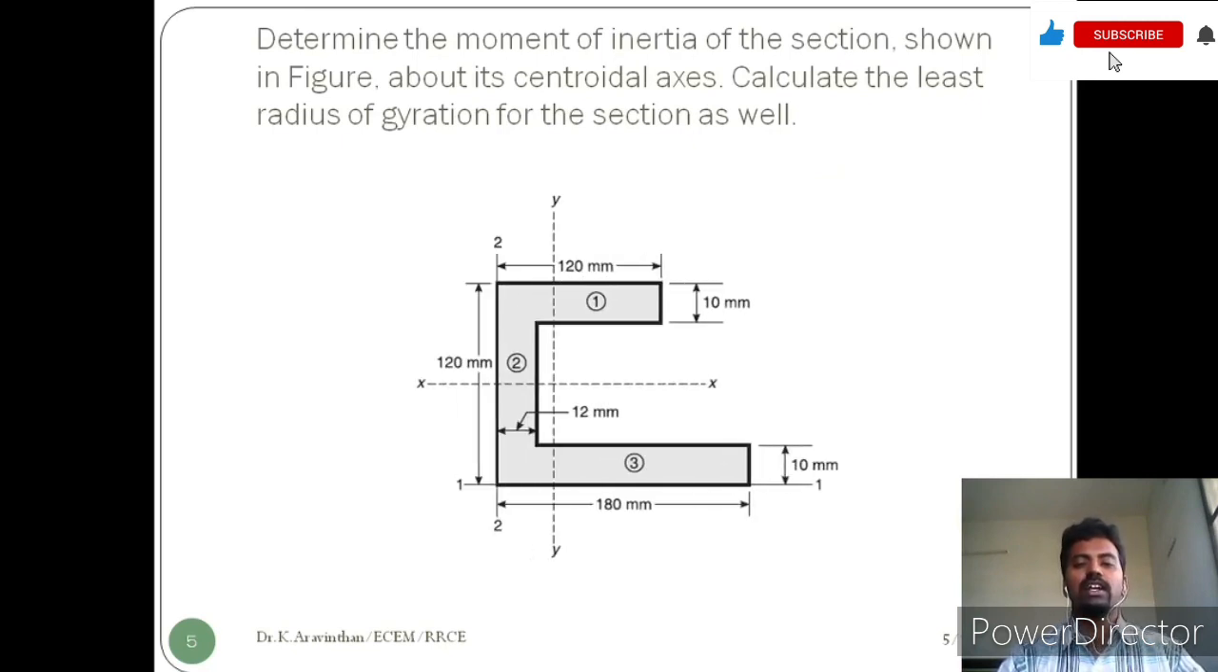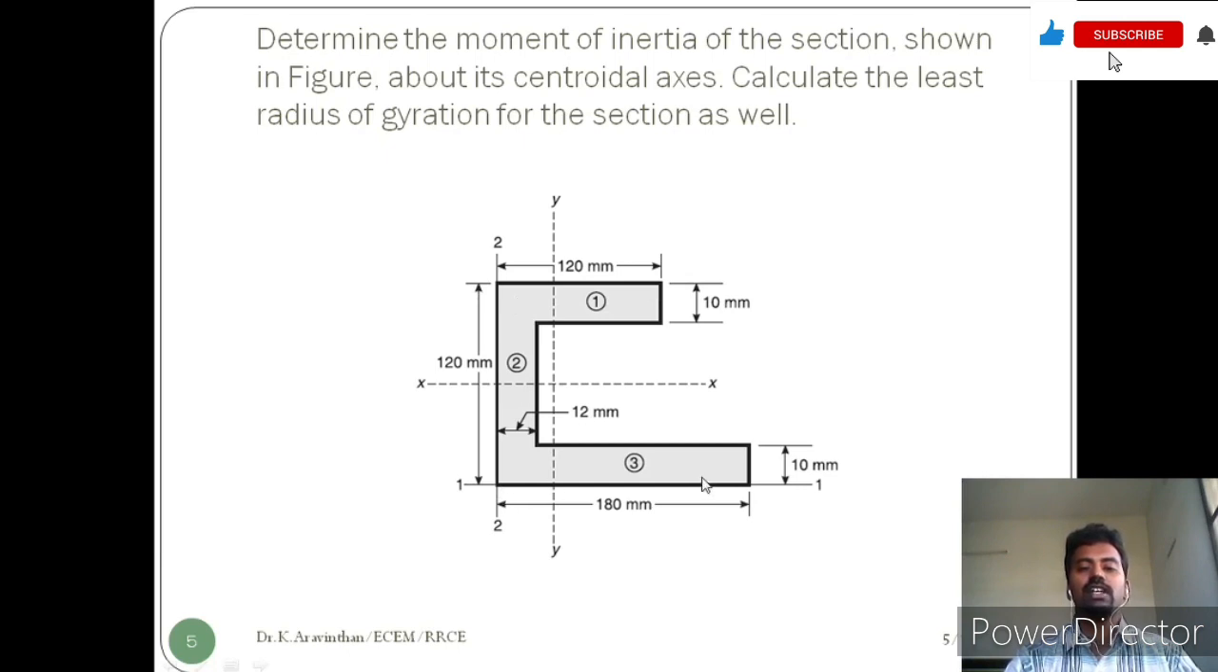We have a section here. In this section, you have to find the moment of inertia and the radius of gyration. Here in this problem, the x and y axis is given, and also the reference axis, that is 1-1 and 2-2, is given. The 1-1 axis is horizontal and the 2-2 axis is vertical. Always we will take the left hand side bottom corner as the origin. So this is the reference plane. You have an irregular channel section.